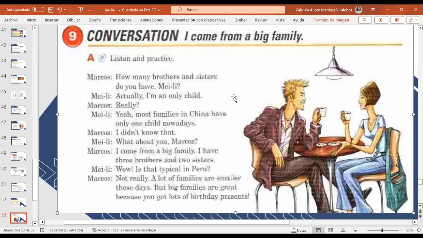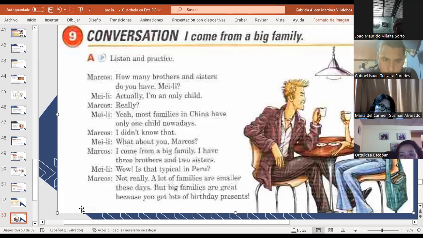Any questions? No, teacher. No problem with the vocabulary? No, but it's the same like Europe. Teacher. Oh, uh-huh. Yeah. Line 1, 2, 3, 4. Mainly Lee. Yeah. Most families in China have only one child.